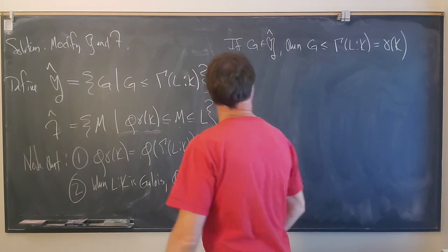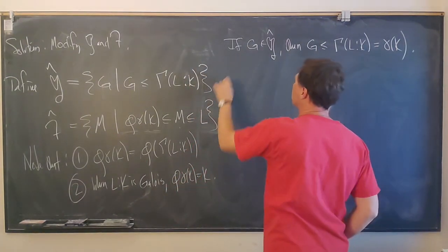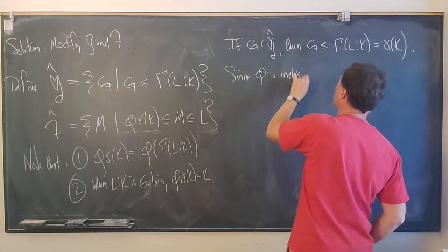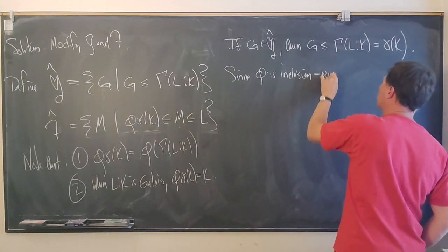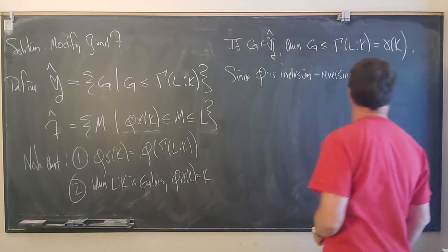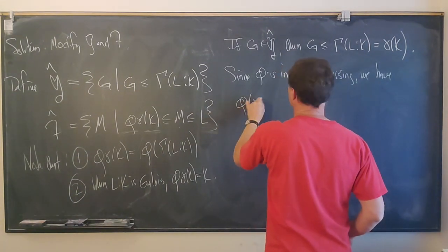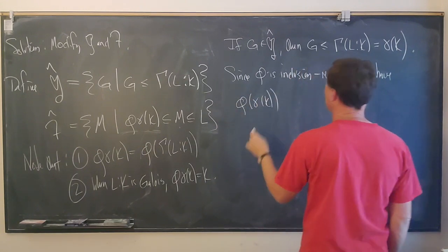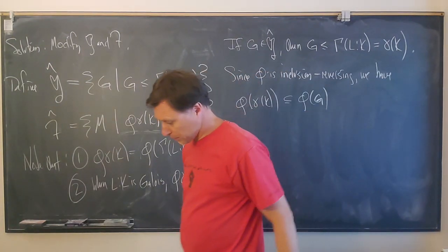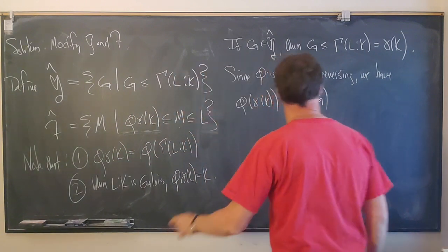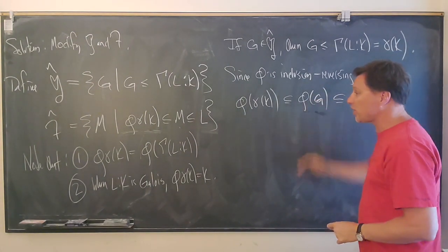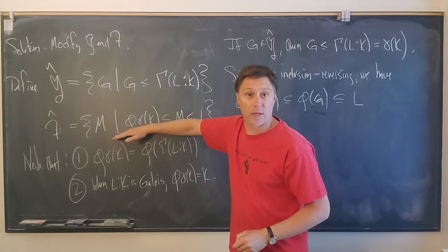Now, remember these maps are inclusion reversing. So since phi is inclusion reversing, we have that phi of Gamma K is contained in phi of G, and let's remember that phi of G, of course, is contained in L, and so phi of G is one of these M's right here.